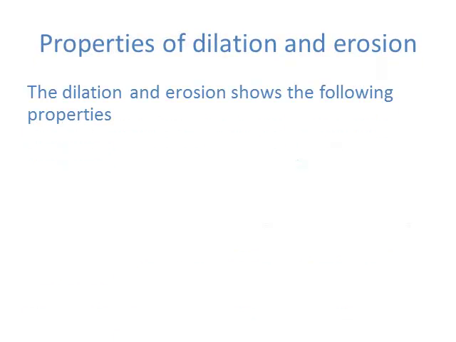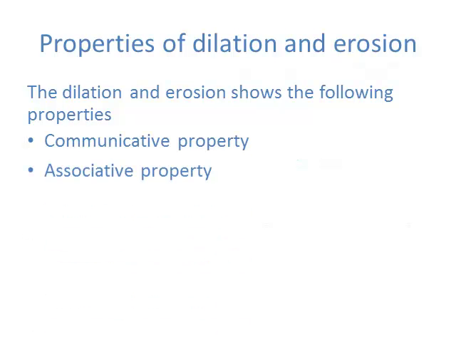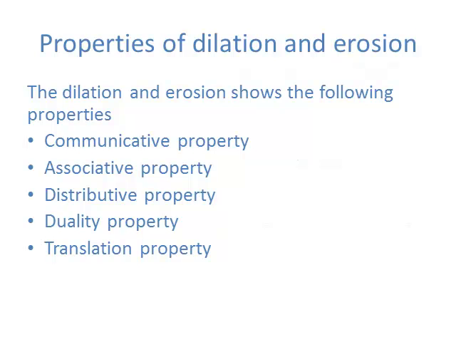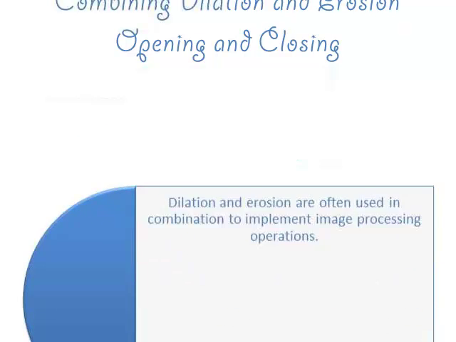Properties of dilation and erosion. Dilation and erosion show the following properties: commutative property, associative property, distributive property, duality property, translation property, decomposition property, etc. Combining dilation and erosion will result in opening and closing operations.